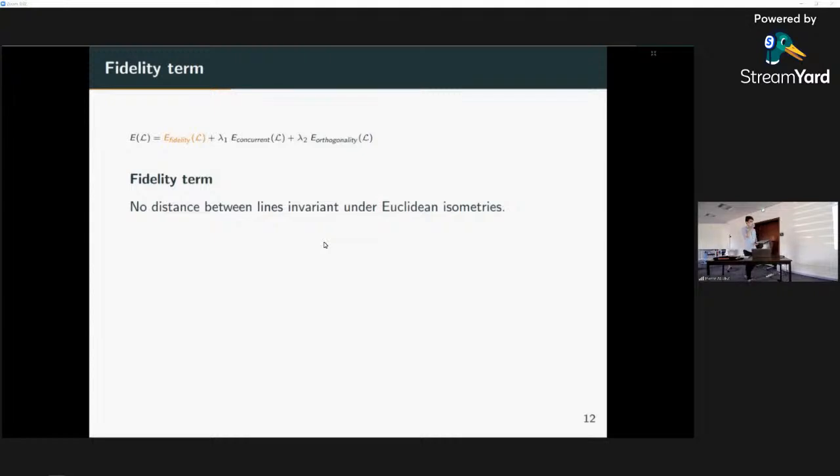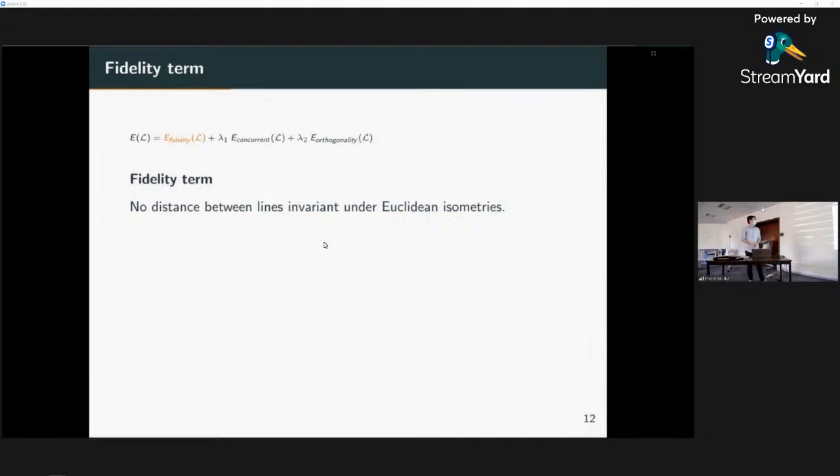For the first term, fidelity, we want the optimized partition to be as close as possible to the initial partition. However, we have one problem, which is that there is no natural distance between lines, which means that there is no distance between lines that is invariant under Euclidean isometries.